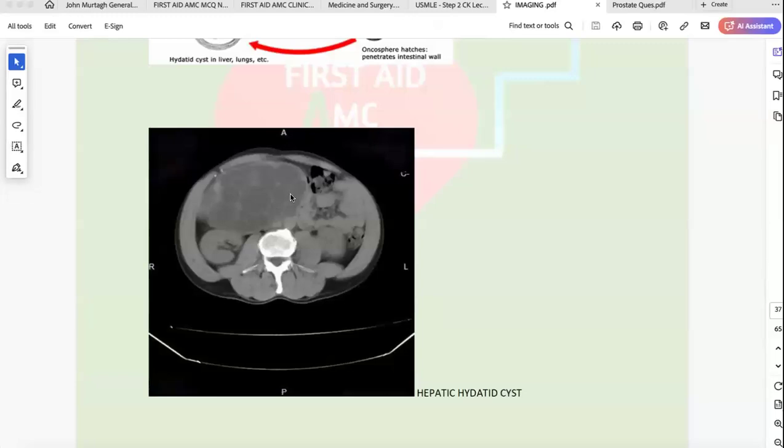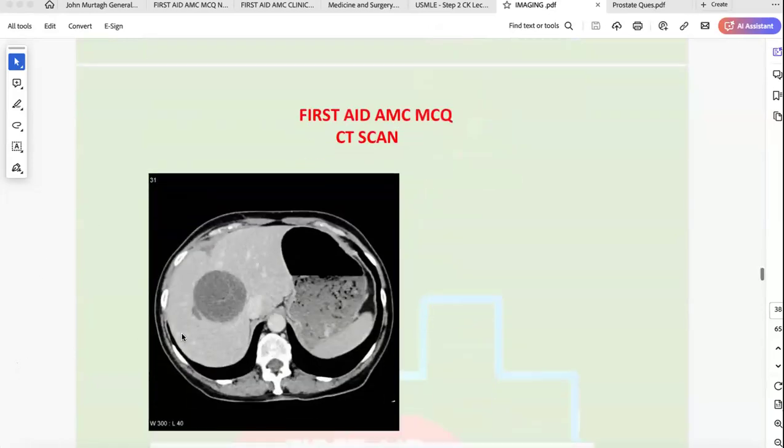Hydatid cyst. Hydatid cyst is not very common, but if it comes in exam, it's easy to diagnose. Hydatid cyst can happen in the liver mainly, but sometimes also in the lungs. In hydatid cyst, there will be multiple daughter cysts in between a large cyst. So if this is a cyst, these are all multiple daughter cysts inside a large cyst. Okay, so that's hydatid cyst.